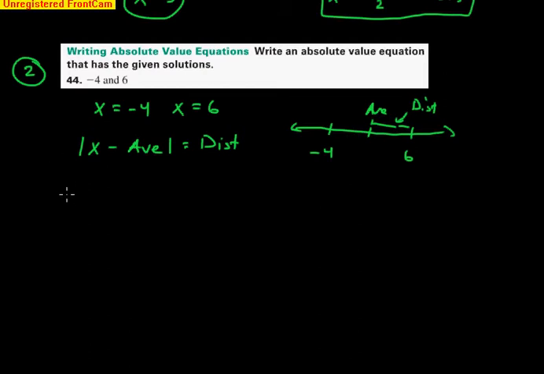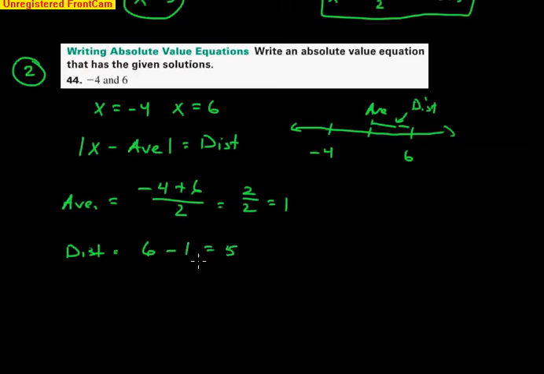Okay, so two things I have to find. First is the average. To find the average between two numbers, we add them together and divide by 2. Negative 4 plus 6 is 2, and 2 divided by 2 is 1. There is my average. Now, to find the distance that my numbers are away, I take one of the numbers, probably the top number, 6, and I subtract the average, and I get 5. So, what is the absolute value equation between these two numbers? It is going to be the absolute value of x minus the average, which is 1, equals the distance, which is 5.